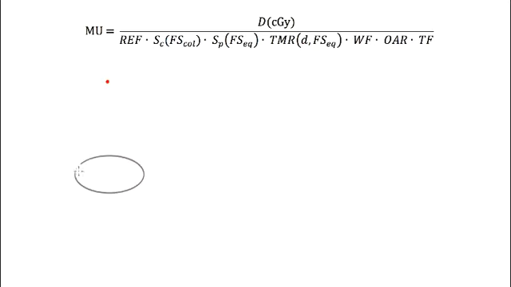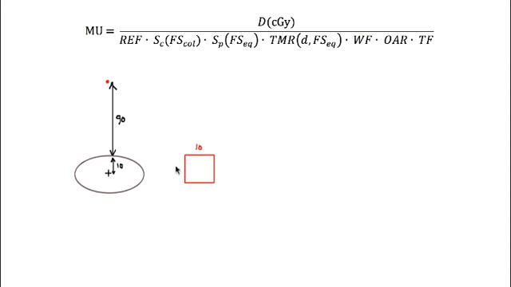So let me draw the setup first. Here's your source. Here's the patient down here in the isocenter. And I'm going to have this setup be here at 90 SSD. And we want to calculate the dose at isocenter, which is at a depth of 10 cm.